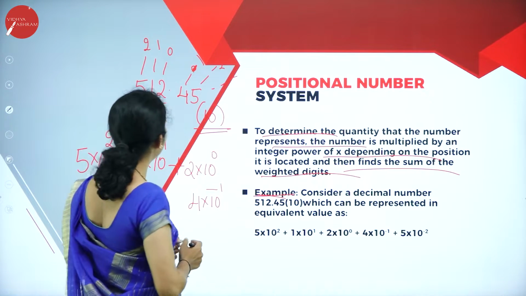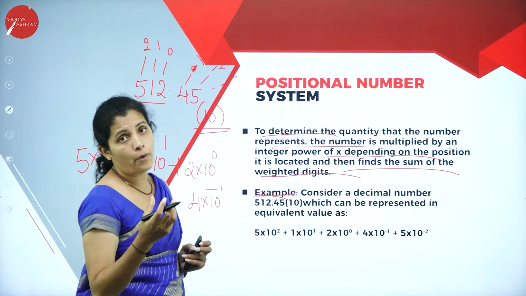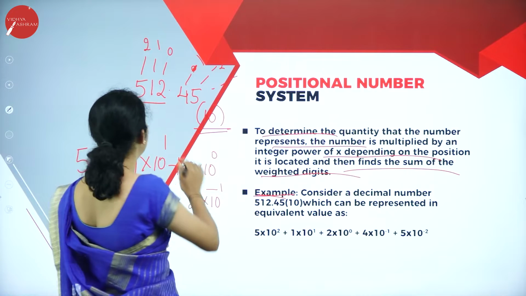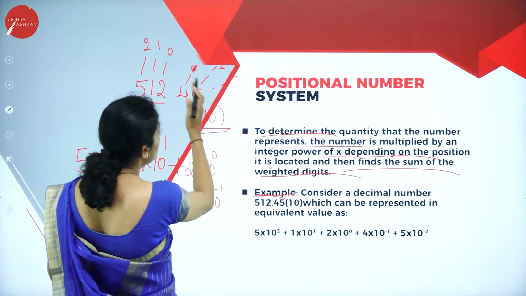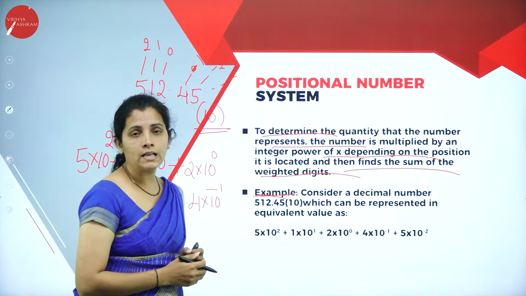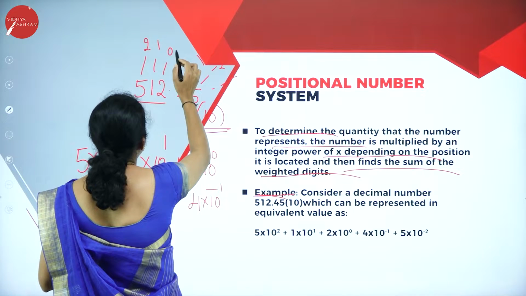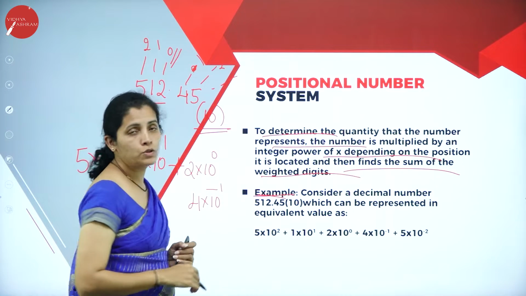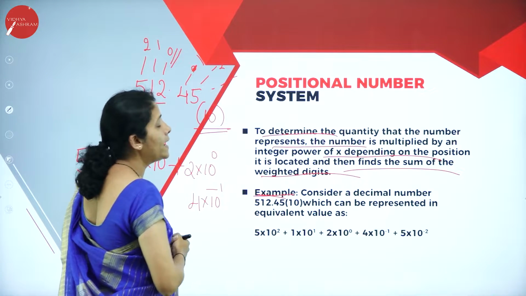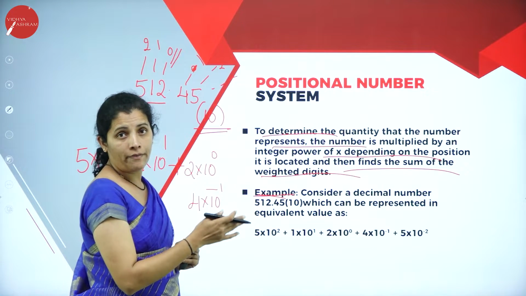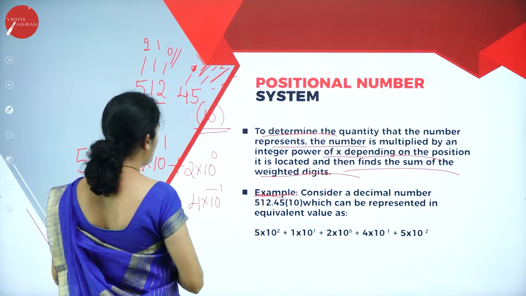That means whatever number includes a fractional point, I'm going to divide that number into 2 parts, that is the left half and the right half. And if I consider the left half, then I'm going to have positive powers. And if I consider the right half, then I'm going to have negative powers.